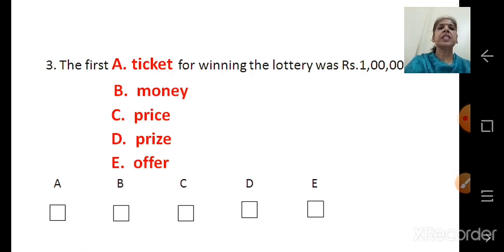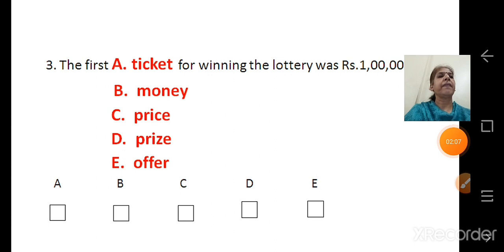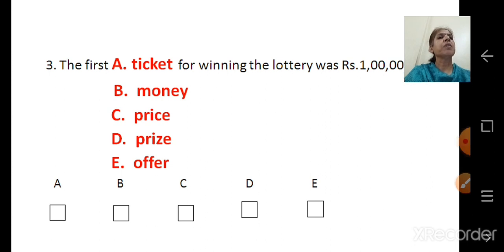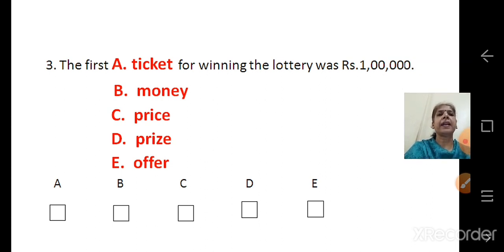Next. The first dash for winning the lottery was rupees 1 lakh. That is, the first dash for winning the lottery was rupees 1 lakh. And the options are A. Ticket, B. Money, C. Prize, D. Prize, E. Offer.